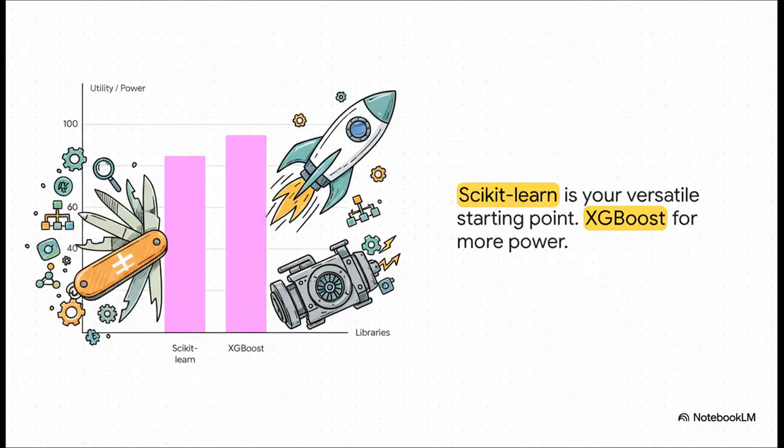So how do you actually use all these models? You'll need some professional-grade equipment. Scikit-learn is like the Swiss Army knife of machine learning in Python. It has almost everything you'll ever need, all in one place. And then, when you need a little more horsepower and performance, you reach for a specialized tool like XGBoost.